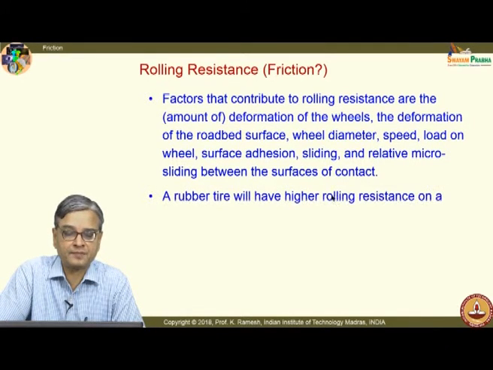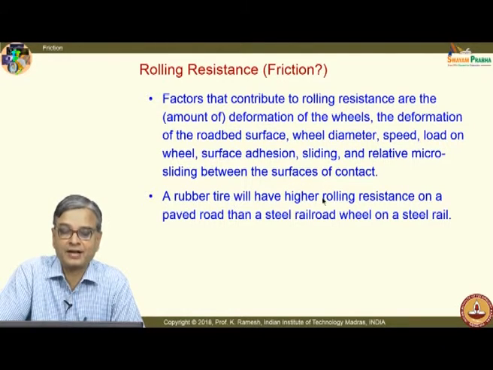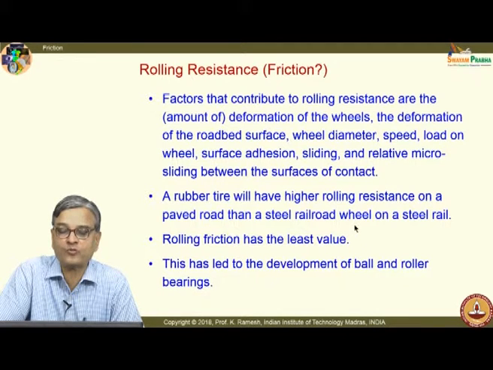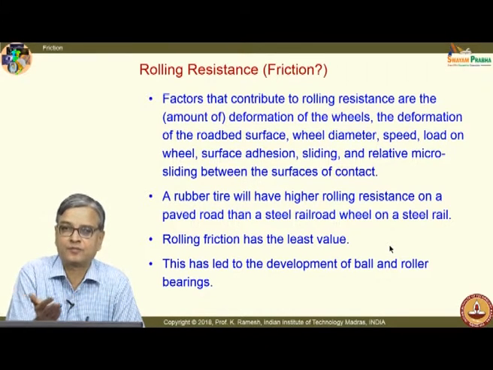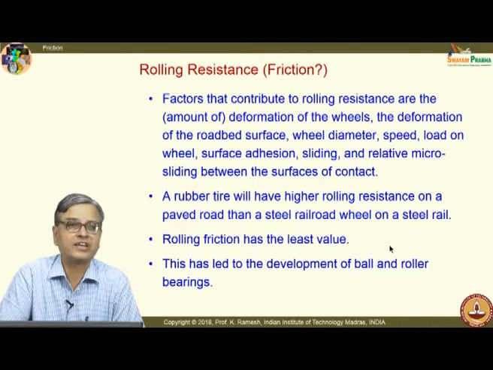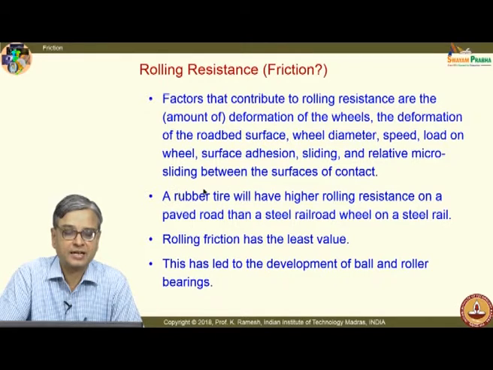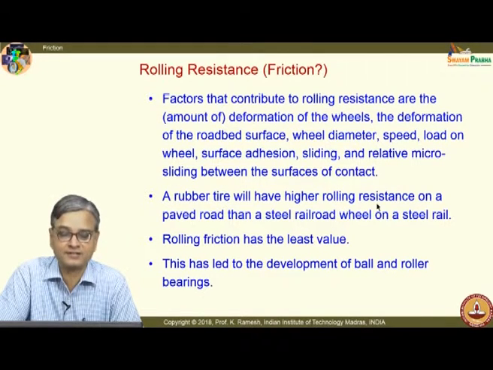And if you look at it, a rubber tire will have a higher rolling resistance on a paved road than a steel railroad wheel on a steel rail. All your rails, what you have as a train, you have a steel wheel rolling on a steel rail. On the other hand, you have automobiles going on the roads which have a very soft rubber tire, so it will have a higher rolling resistance. And one of the significances of rolling is rolling friction has the least value.